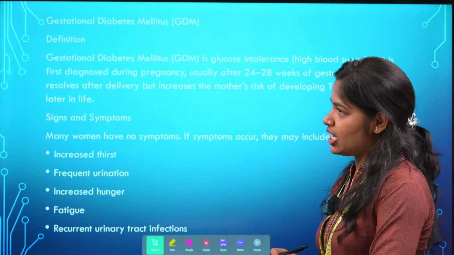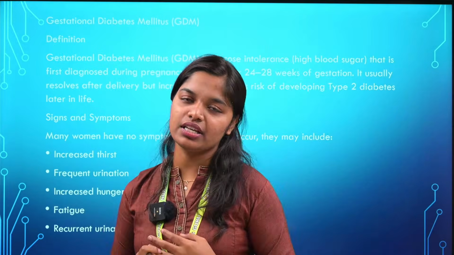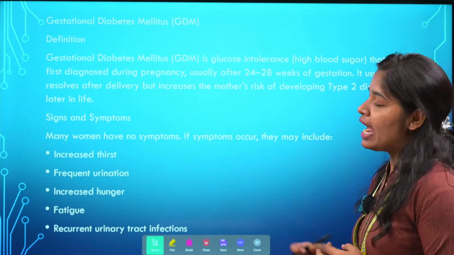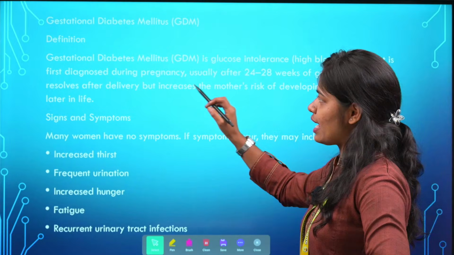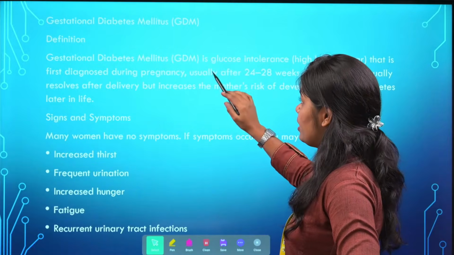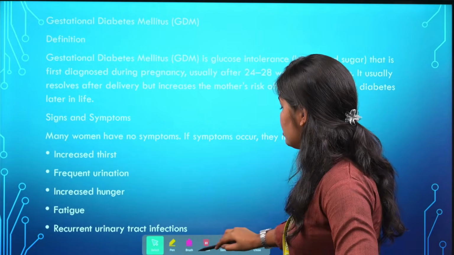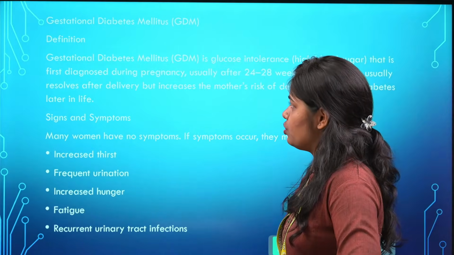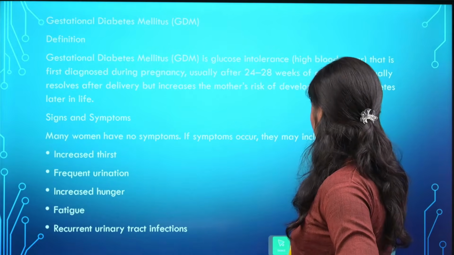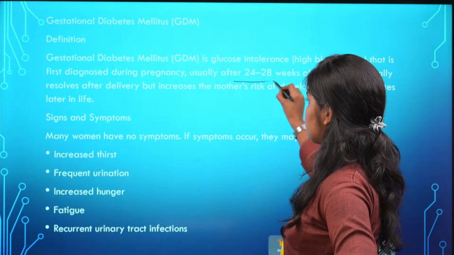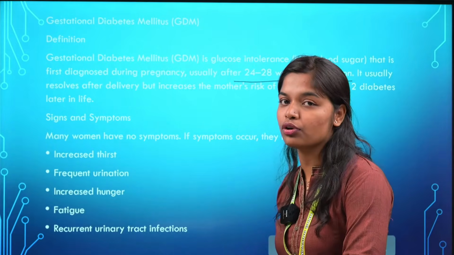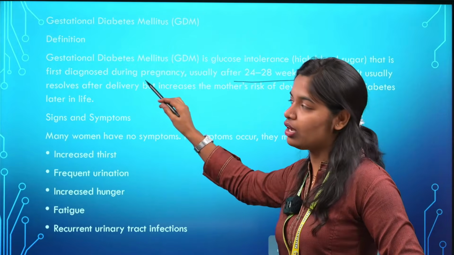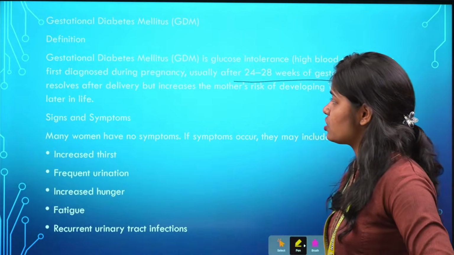Next is gestational diabetes mellitus. Gestational diabetes mellitus is a condition in which there will be high glucose in the blood at the time of pregnancy. It is glucose intolerance, high blood sugar that is first diagnosed during pregnancy, usually after 24 to 28 weeks of gestation. At the time of or after 24 to 28 weeks of gestation, there will be high blood glucose in the body of the mother, that we will call gestational diabetes mellitus.